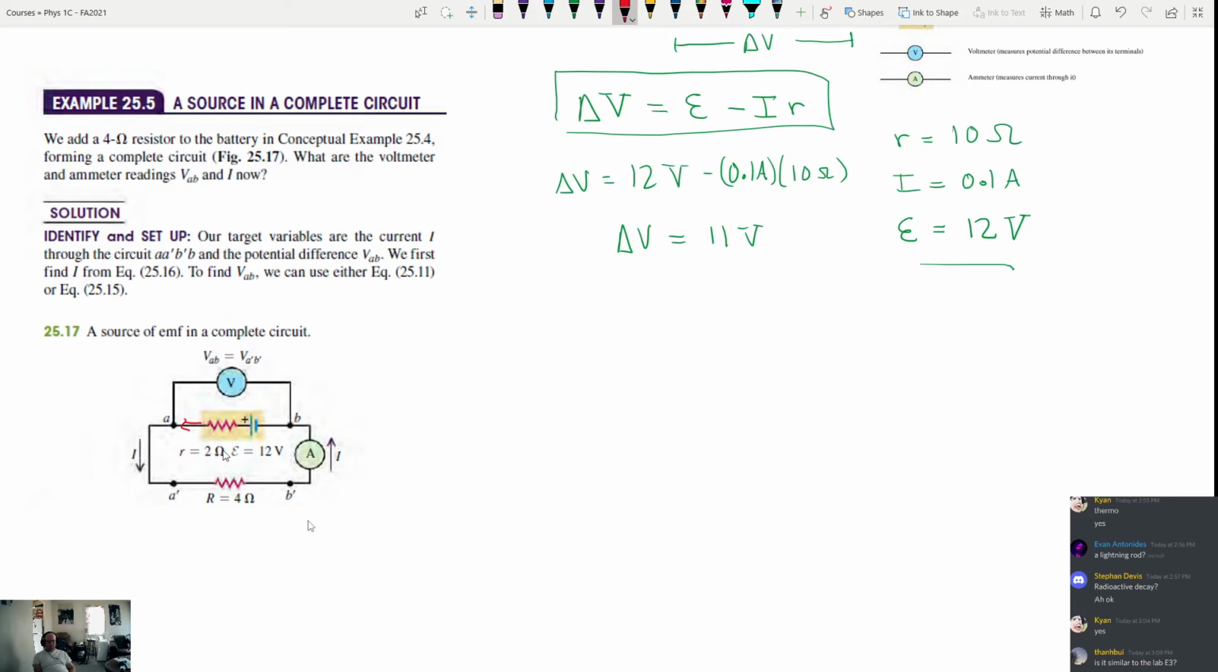Okay, so what do we do? Well, if I want to measure the potential difference between points A and B, we already have one equation that tells us that potential difference should be equal to E minus I times little r, where little r is the internal resistance of the battery, shown here. But point B and point B prime are basically the same, and point A and point A prime are basically the same. So this same potential difference should be equal to the potential difference drop across this resistor right here, which is going to be I times R.